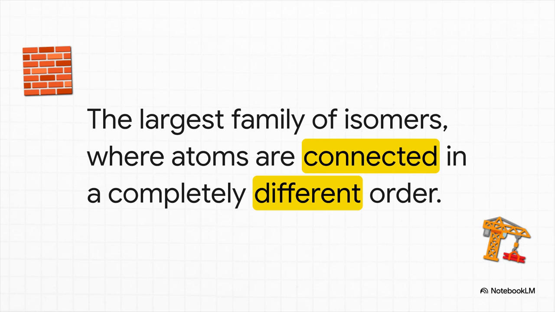Now, the biggest group, the main family, is what we call structural isomers. This is where the connections between atoms, the very blueprint of the molecule, are just completely different. You know, it's like having a set of Lego bricks. You can use them to build a car, or you can use those exact same bricks to build a house. Same parts, totally different structure.